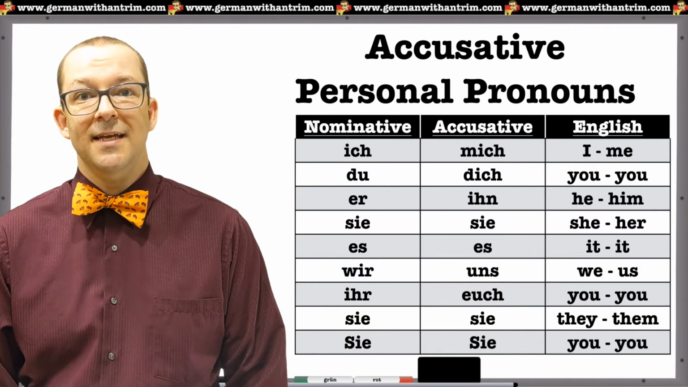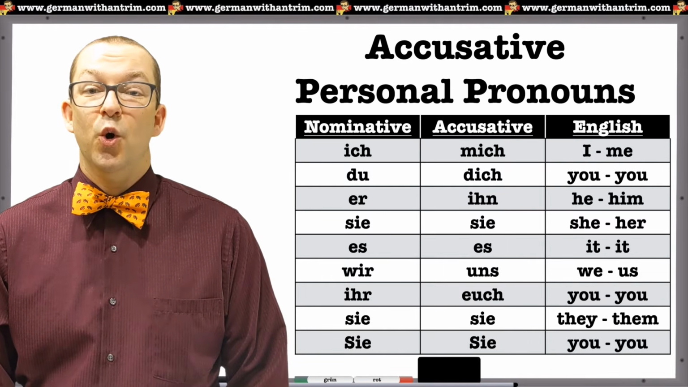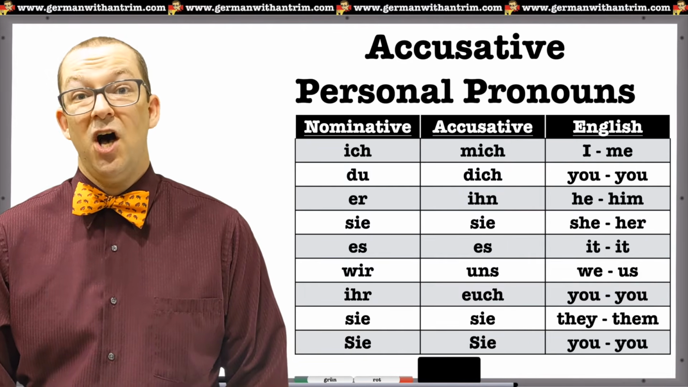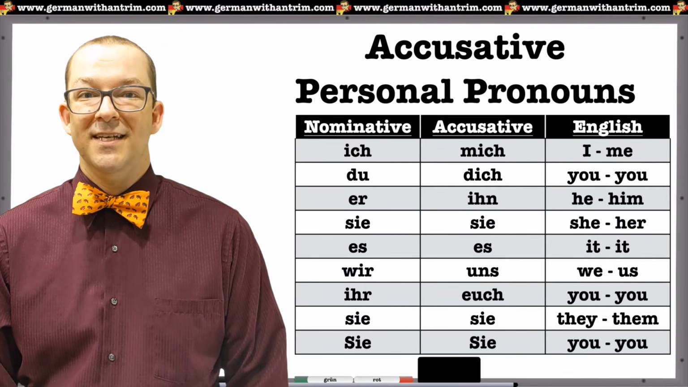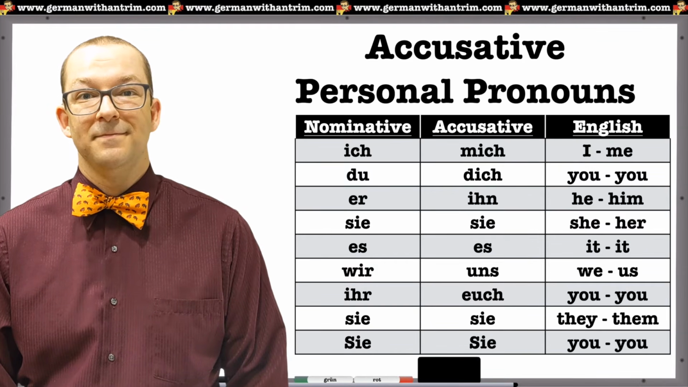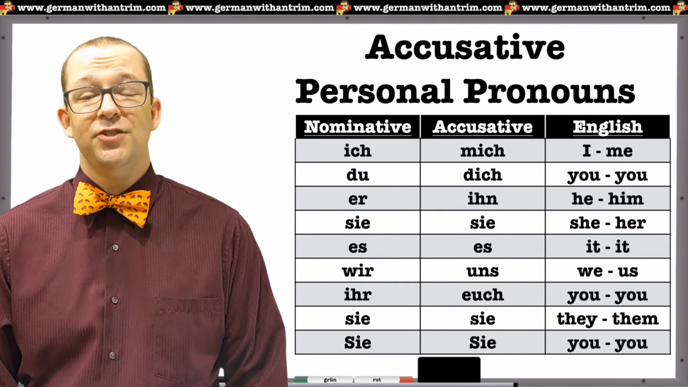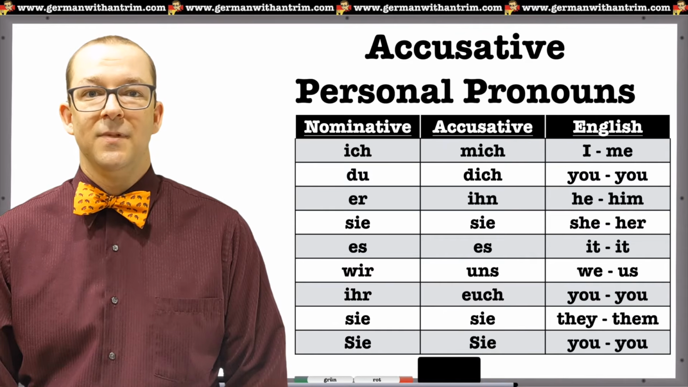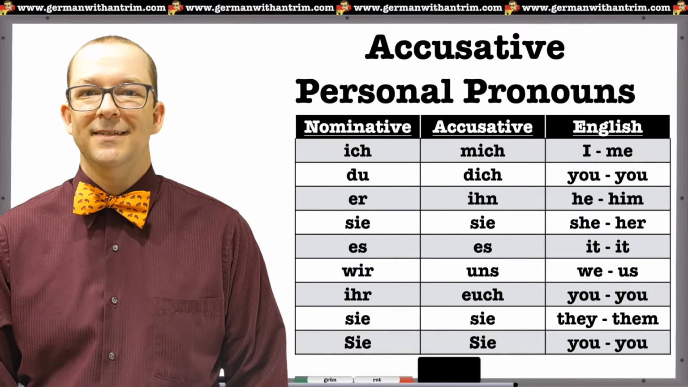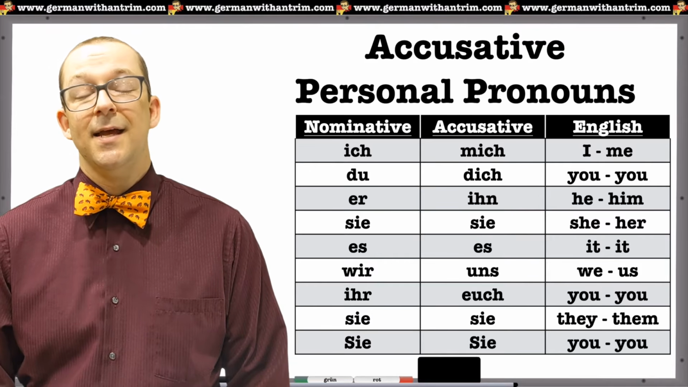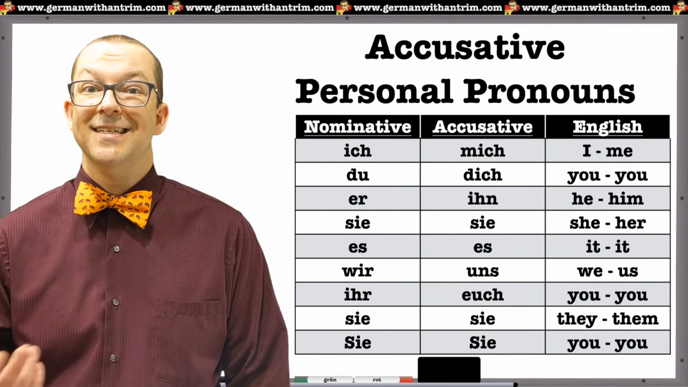Sie, sie. Es, es. Wir changes to uns. We change to us. Wir, uns. Again, you doesn't change in English, but in German, ihr changes to euch. Ihr, euch. And again, the other sie's don't change either, so we still have sie and sie.